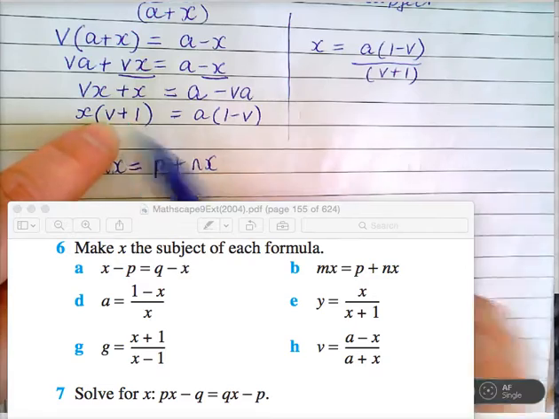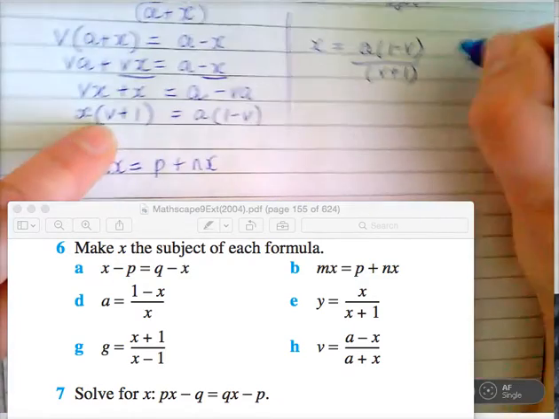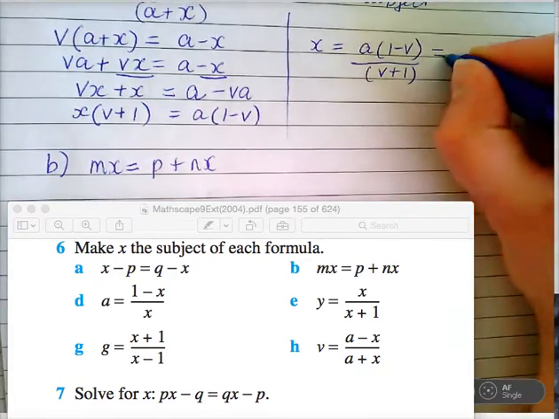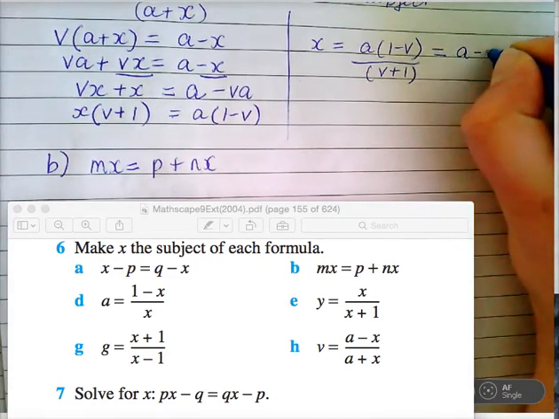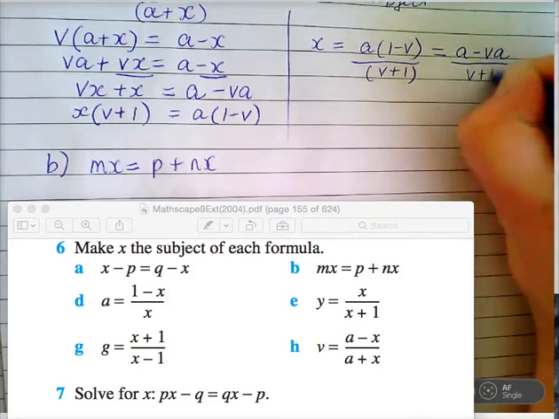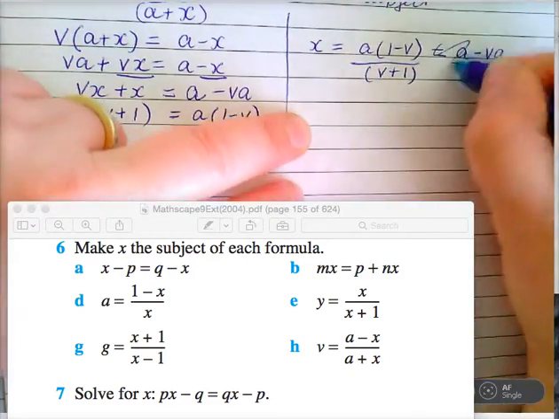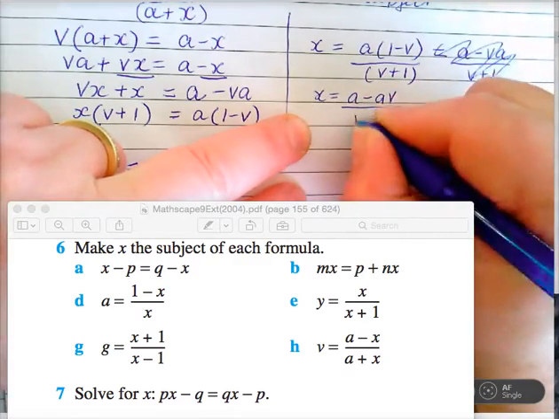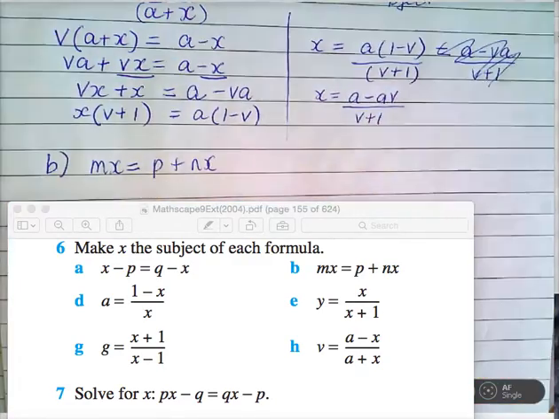Miss, in the answers, it's not factorized. Yeah, girls, in the answers, they've kept it as a minus va. In the answers, it's left like this, okay? They did not factorize. They left it like that.